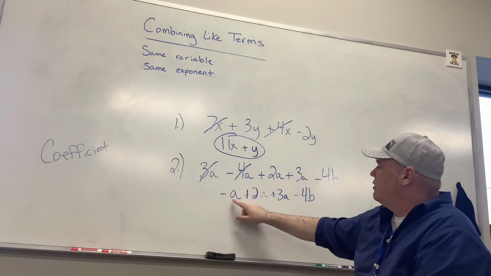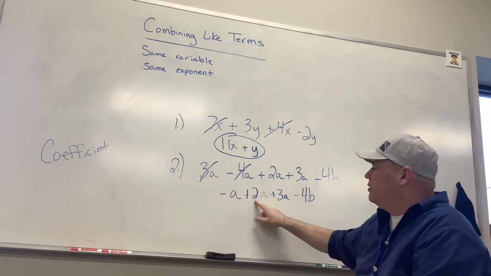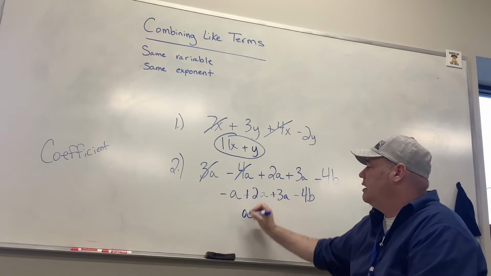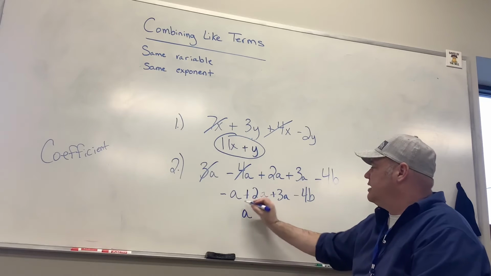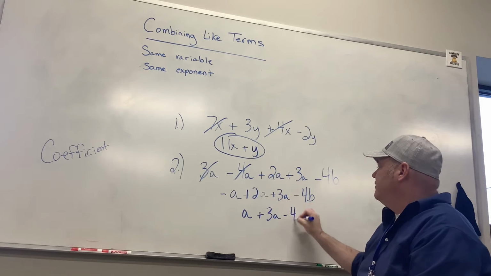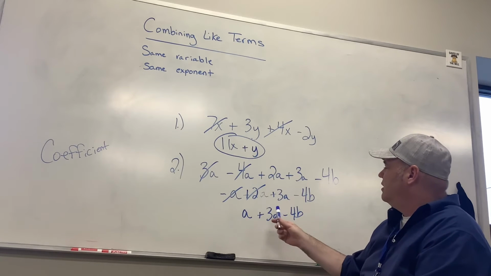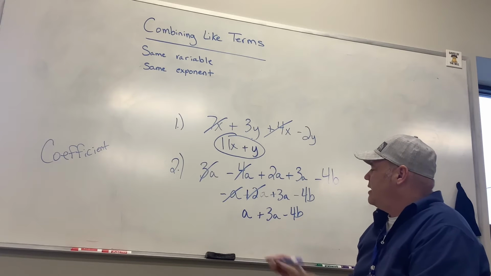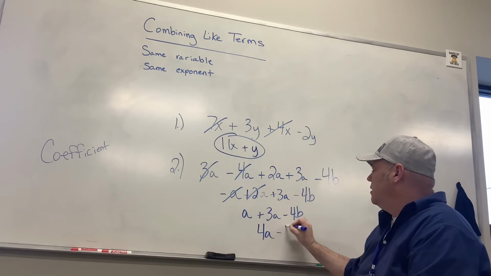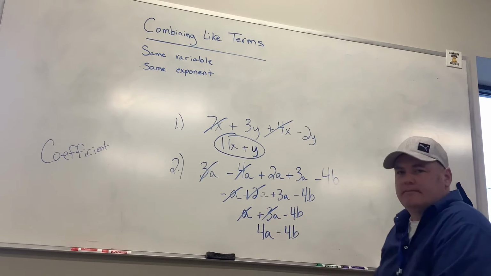And then I look and say, okay, negative a plus 2a. So I have negative 1 plus 2, which is a positive 1a, so I'm not going to put that negative anymore. I'm not going to put the 1. It's negative a plus 2a is a. Okay, and I just copy everything else down, and I use these two. Okay, so now what I'm left with here is a plus 3a, which is 4a. So 1 plus 3 is 4a.